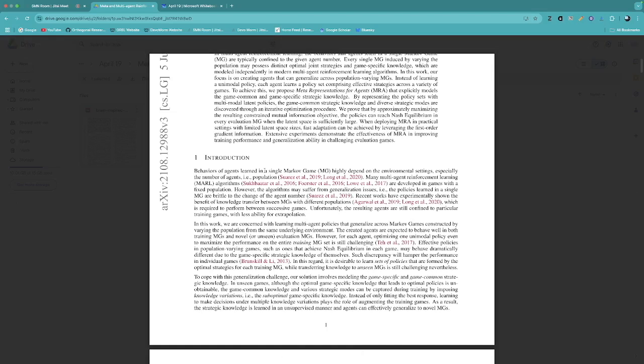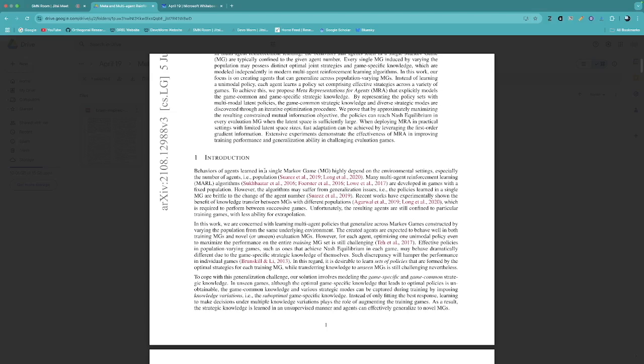Behavior of agents learned in a single Markov game is highly dependent on the environmental settings, especially the number of agents, such as population. Many multi-agent reinforcement learning, or MARL, algorithms are developed in games in a fixed population. And so sometimes we have problems with generalization in settings like this, which is where the policies learned in a single Markov game are brittle to the change of agent number. Recent works have experimentally shown the benefit of knowledge transfer between Markov games at different populations, which is required to perform between successive games. In this work, we are concerned with learning multi-agent policies that generalize across Markov games.